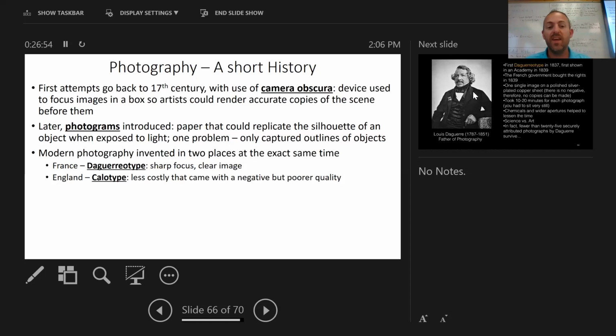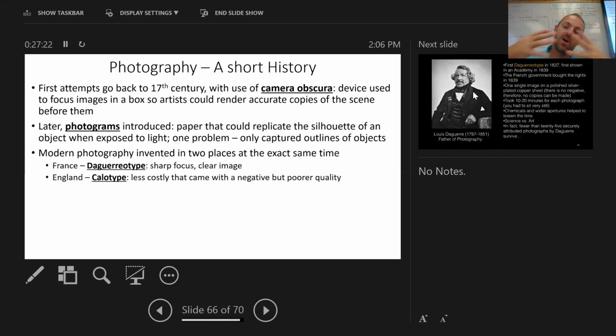And then in England, they called it a calotype. In this case, this was a less costly approach to photography. And it did come with a negative, with a copy basically, but it was really poor quality. It was not real clear. So you kind of had to pay more to get a clearer picture. If you weren't interested in a clear, crisp picture, well, then you paid less.